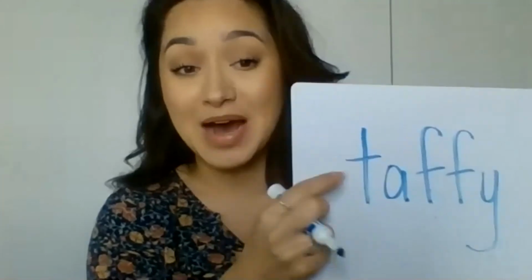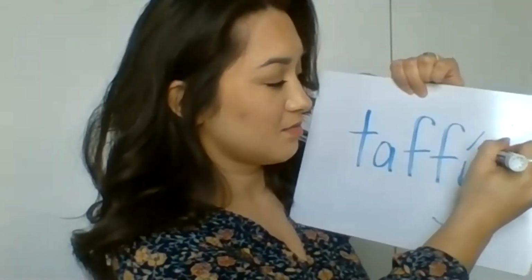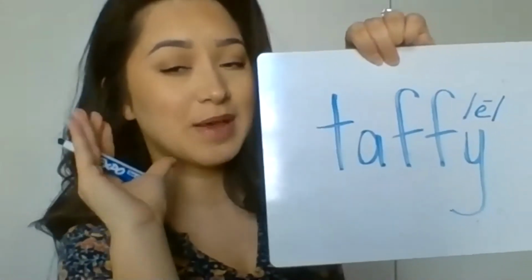Taffy. How many vowels do I have? 2. That means how many syllables will I have? 2. I have 1, 2. If my Y is at the end of a 2-syllable word, it will say what sound? Long E. Okay? Taffy. What's my word? Taffy. Good.